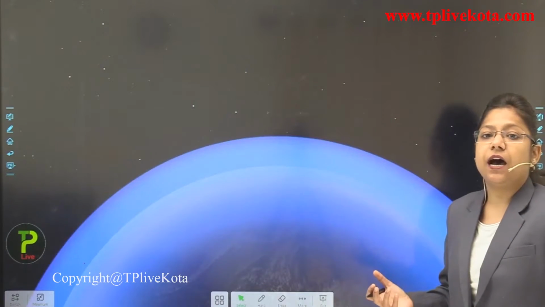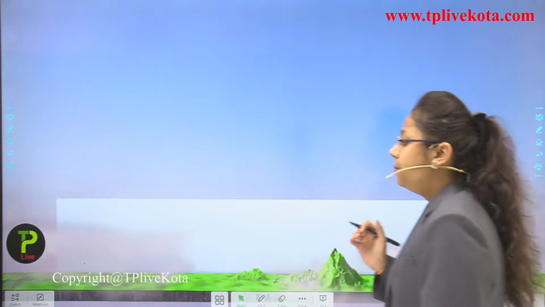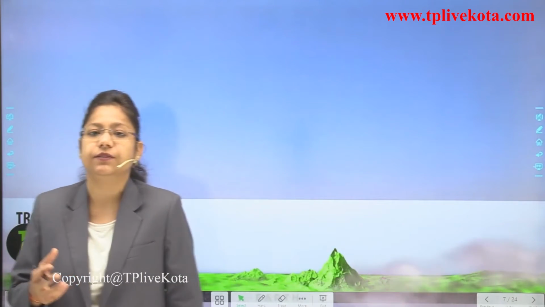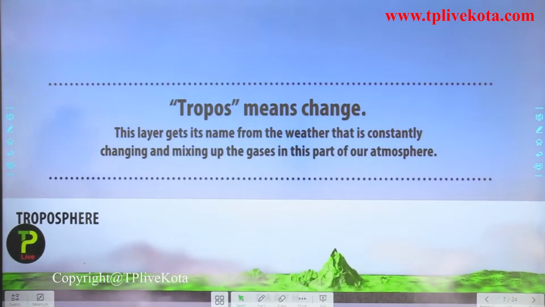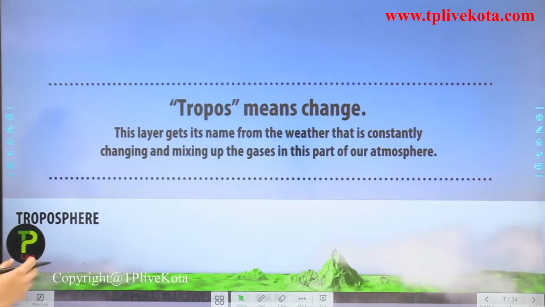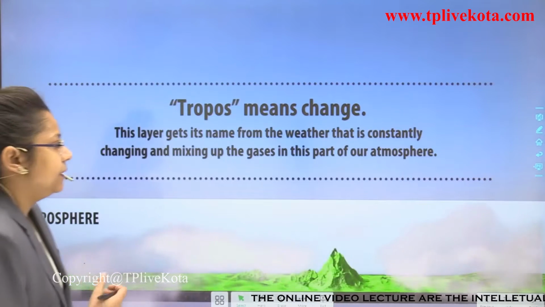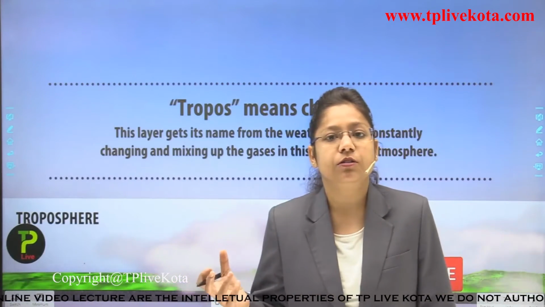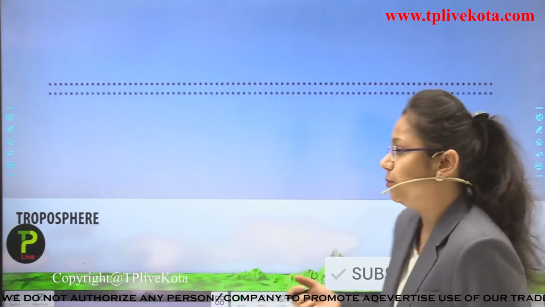Thermosphere. So these are in total the 5 layers of the atmosphere which are protecting us from the different kinds of cosmic rays and the ultraviolet rays which are entering the Earth's surface. Okay, so actually tropos means to change. This layer gets its name from the weather that is constantly changing and mixing up the gases in this part of our atmosphere. So actually tropos means, students, what? Change, and this layer keeps on changing different kinds of gases which are entering the atmosphere.